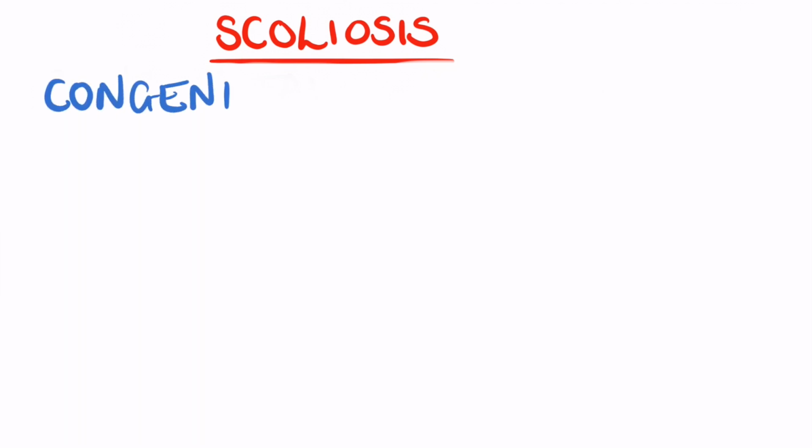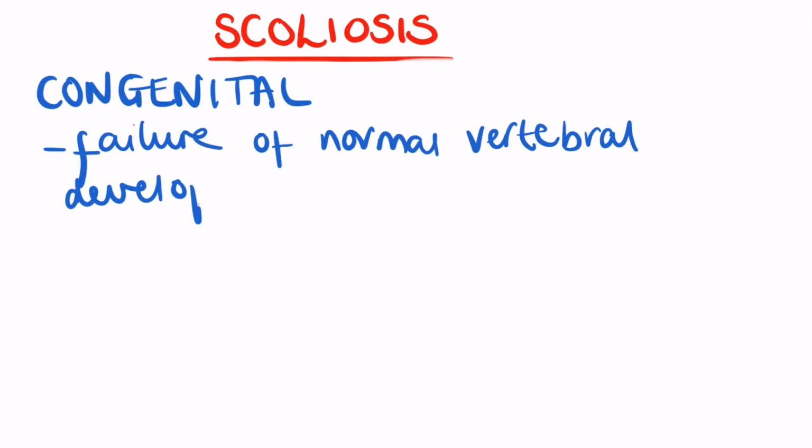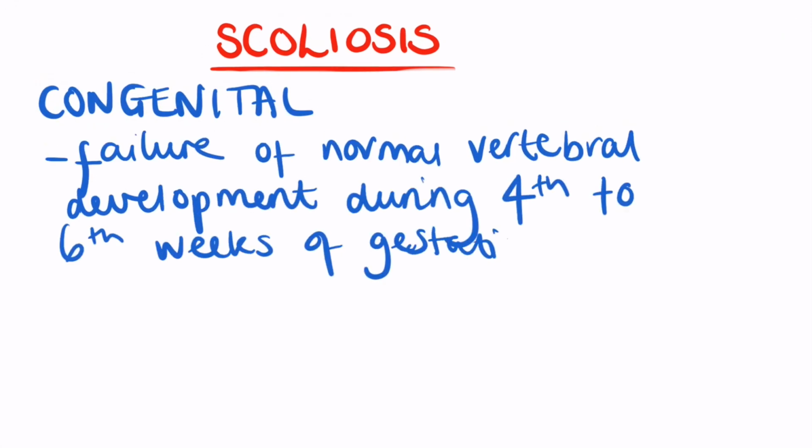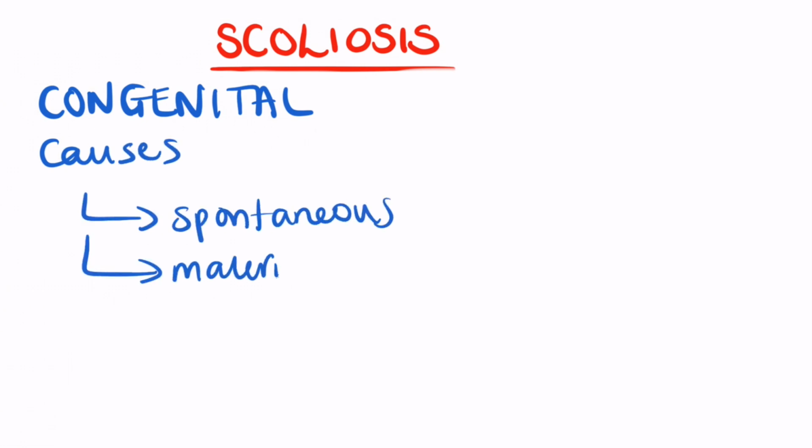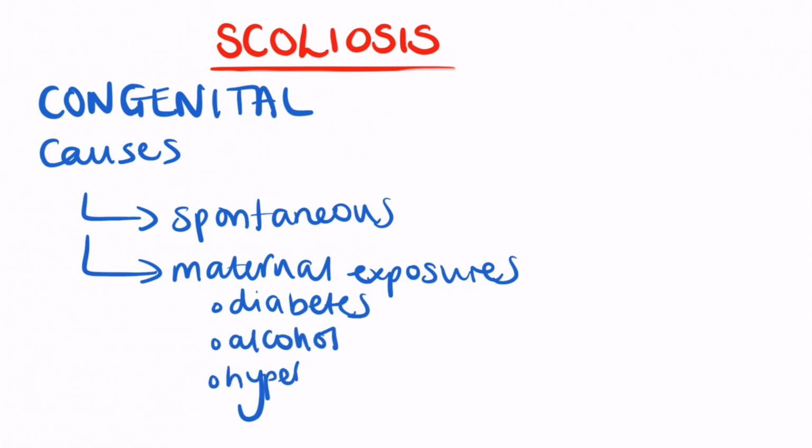Congenital scoliosis is the failure of normal vertebral development during the 4th to 6th week of gestation. Most cases occur spontaneously. However, some maternal exposures have been known to cause scoliosis, for example diabetes, alcohol and hypothermia.